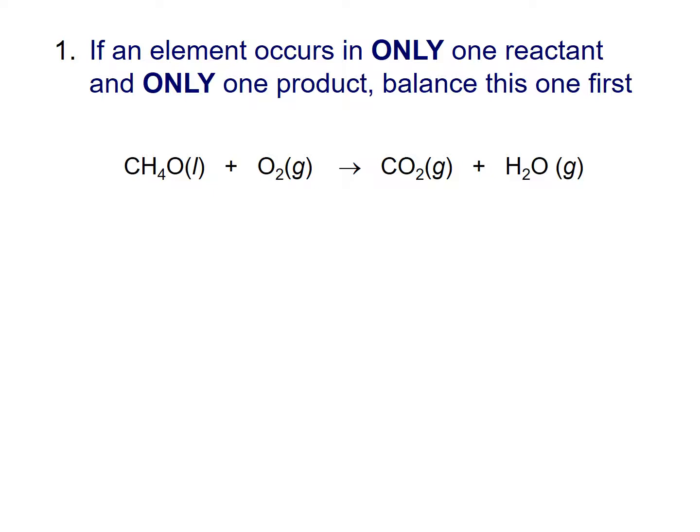All right, step 1, look for an element that is present in only one reactant and only one product, and balance that first. So in this case, I'm going to do carbon. So carbon on the reactant side is only present in the methanol, and on the product side, it is only present in the carbon dioxide. And so there's one carbon atom in methanol, there's one carbon atom in the carbon dioxide, so we're good there.